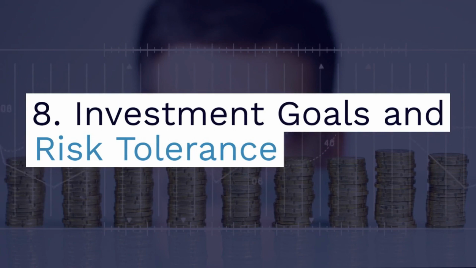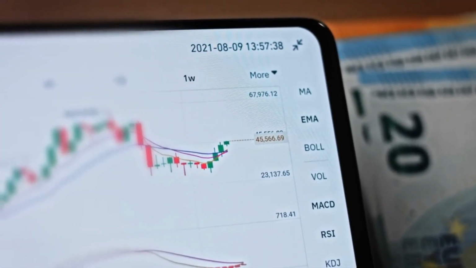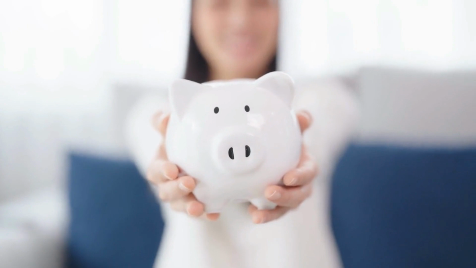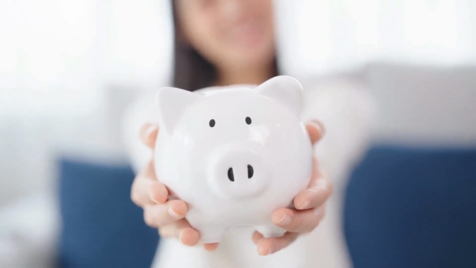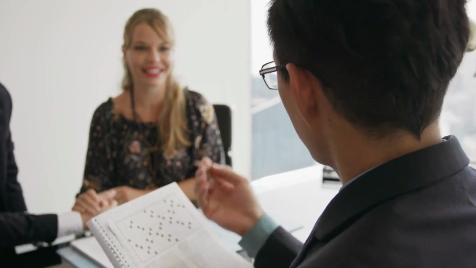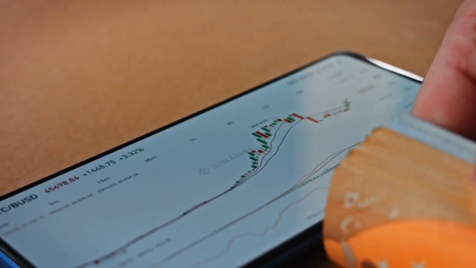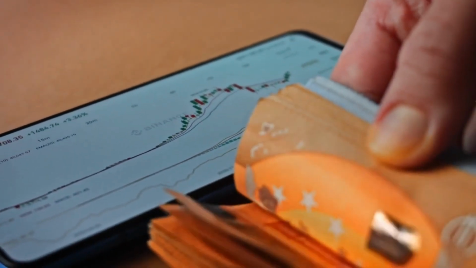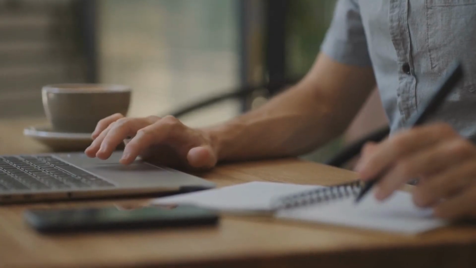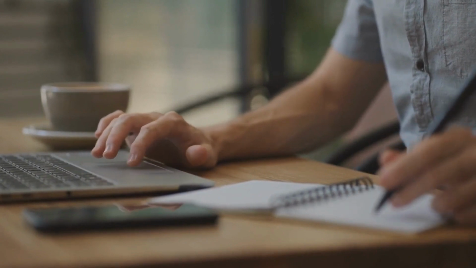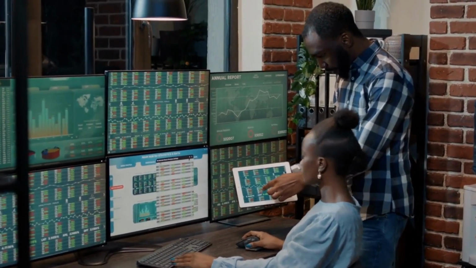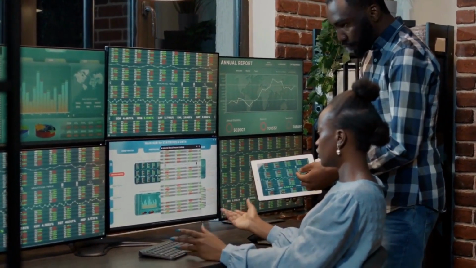8. Investment goals and risk tolerance. Before investing in mutual funds, it's crucial to assess your investment goals and risk tolerance. Investment goals can include saving for retirement, funding education, or achieving long-term growth. Your risk tolerance refers to your comfort level with the potential ups and downs of the investment. Some individuals may have a higher risk tolerance and are willing to accept more volatility in pursuit of higher returns, while others prefer more conservative approaches. Consider your time horizon, financial circumstances, and personal preferences when selecting mutual funds. Different mutual funds have varying risk profiles and investment strategies, so it's important to choose funds that align with your objectives and risk tolerance to create a well-rounded investment portfolio.